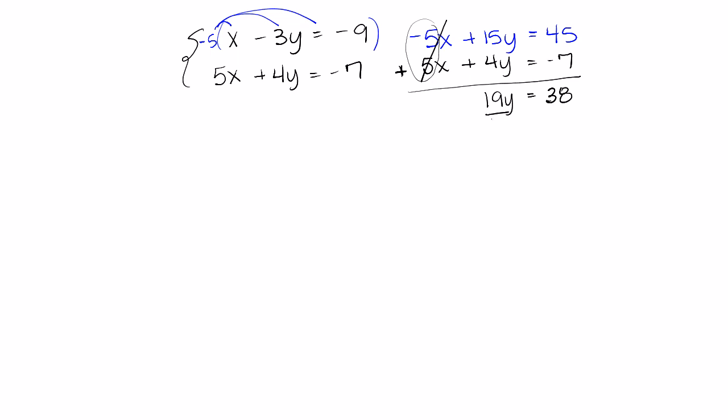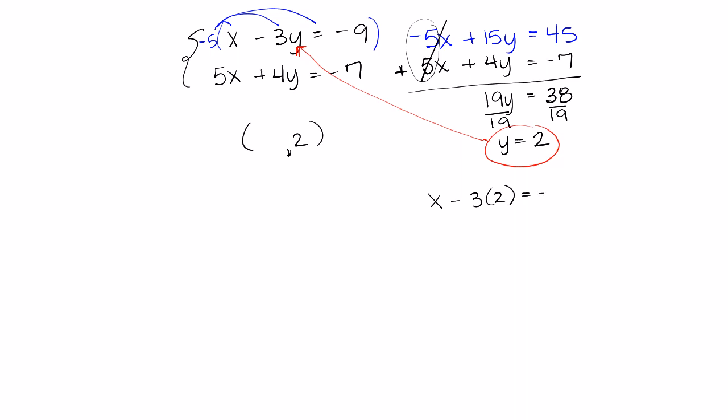So I can solve this by dividing both sides by 19, and I get that y is equal to 2. And then I'm just going to take this 2, and you can plug it into either one of the original equations. This time I'm going to plug it into the first one. No rhyme or reason to that, just you can plug it into either one. So this would become x minus 6 equals -9. So I will add 6 to both sides, and I get that x is equal to -3.